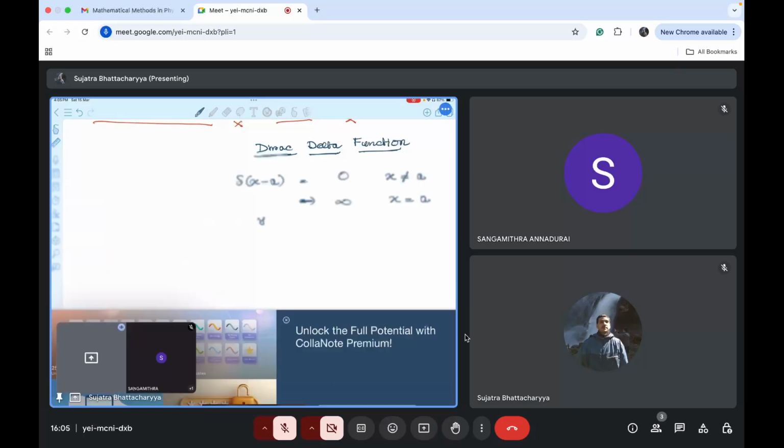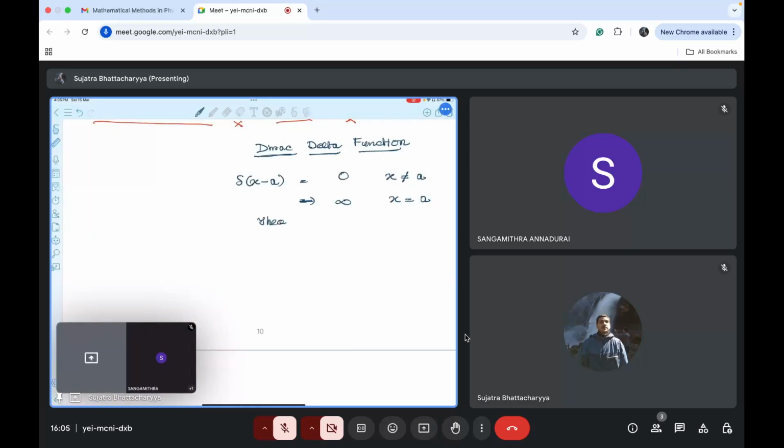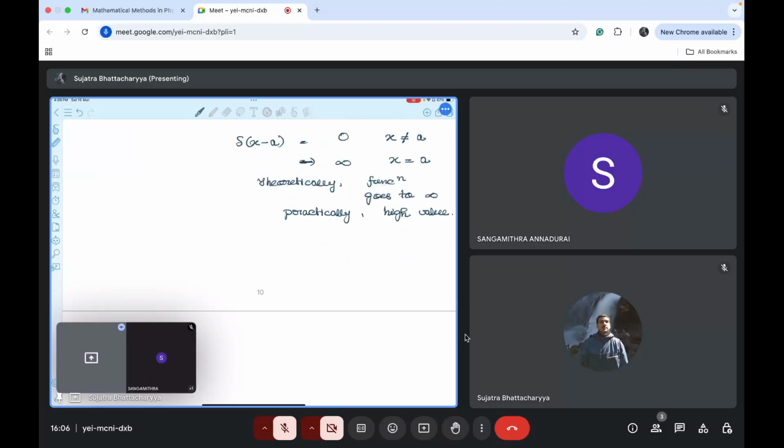So theoretically, this function goes to or tends to infinity. But practically, let's say whether you are doing some electronics or something, in the practical case this will be a very high value. It's not infinity, which is not perfectly achievable here, of course. So it will be practically a very high value. Okay, so this is the Dirac delta function.